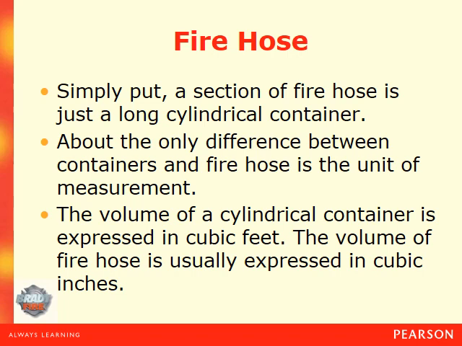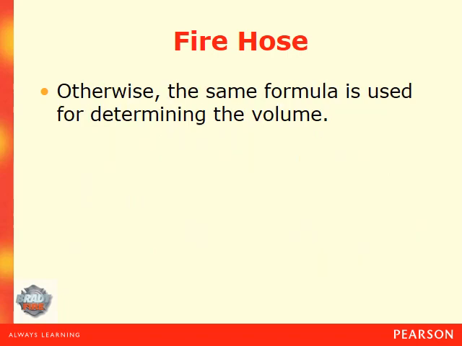Simply put, a section of fire hose is just a long cylindrical container. About the only difference between the containers and the fire hose is the unit of measurement. The volume of a cylindrical container is expressed in cubic feet. However, the volume of the hose is usually expressed in cubic inches. That way it gives you whole numbers and not decimals or fractions. So we're still going to use the same formula, but instead, for our value at the end, it's going to be cubic inches.